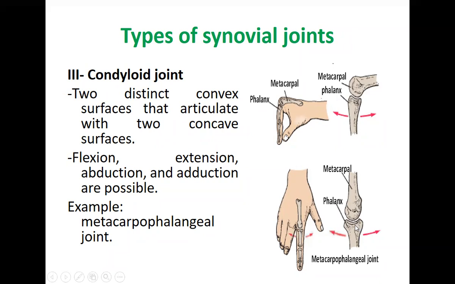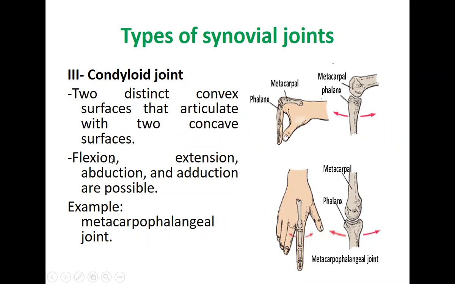You see here, this is the type of bone. This is concave. This ball type is called convex, and this socket type is called concave. Two distinct convex surfaces articulate with the two concave surfaces. This is called the condyloid joint.